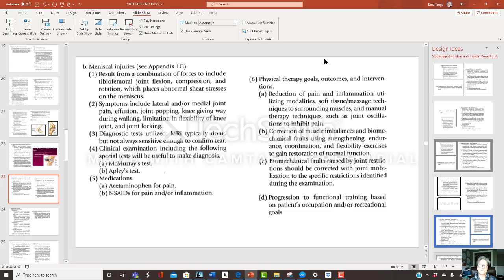Correction of muscular imbalances and biomechanical faults using strengthening, endurance, coordination, and flexibility exercises to gain restoration of normal function. Biomechanical faults caused by joint restrictions should be corrected with joint mobilization. Progression to functional training based on the patient's occupation and/or recreational goals. So the meniscal injuries are caused by tibiofemoral joint flexion, compression, and rotation, which places abnormal shear stresses on the meniscus.